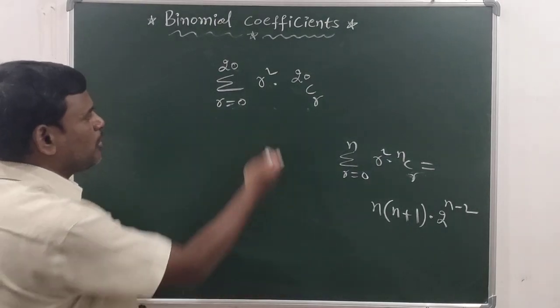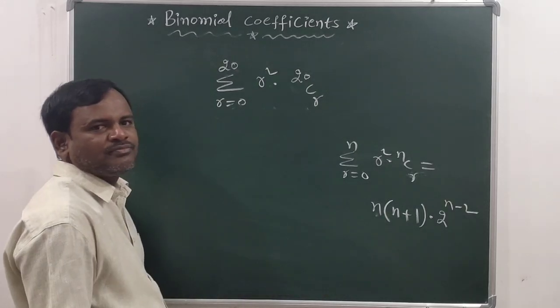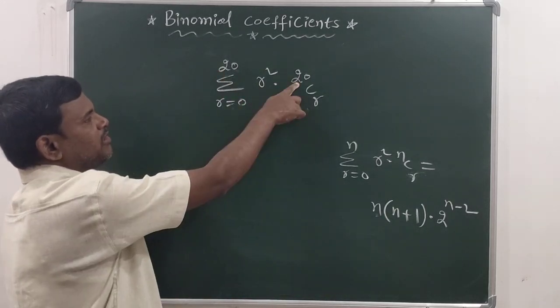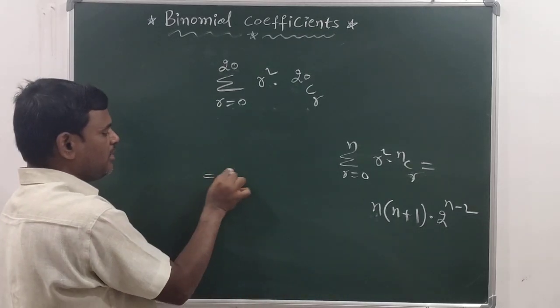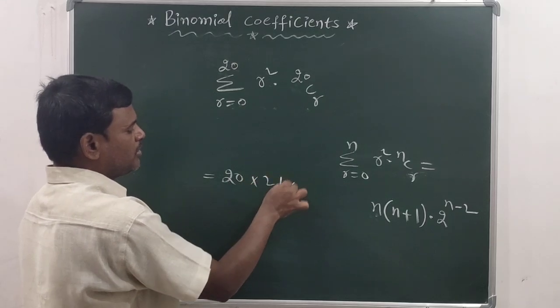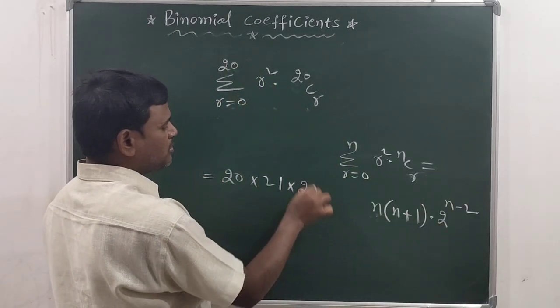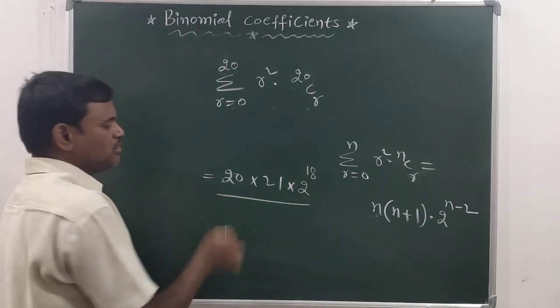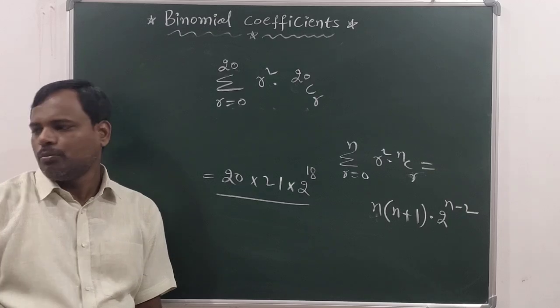I am going to apply that for this, but in the place of n, what is given here? 20 is given. See here, 20. Just in the place of n, write 20. 20 into 20 plus 1, 21. In the place of n, write 20. 20 minus 2, which becomes 18. So this is your required result. I hope you have understood.